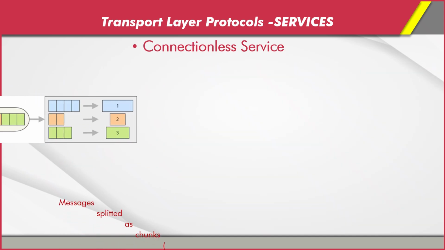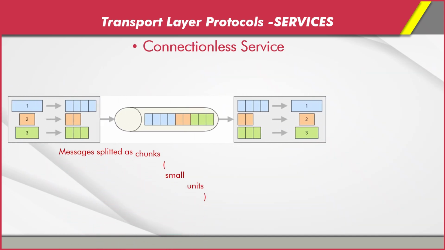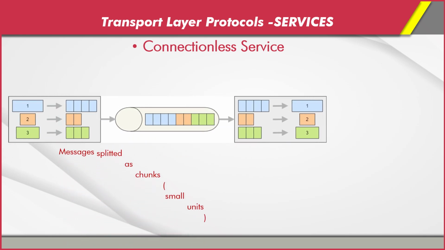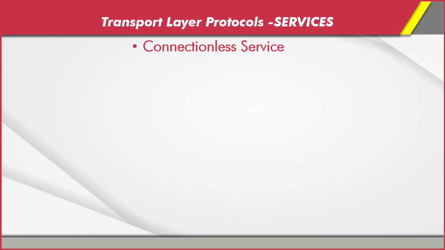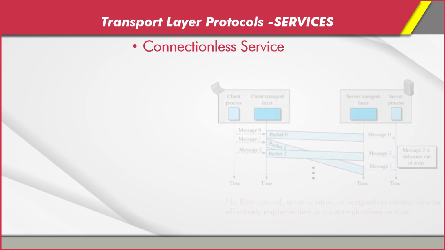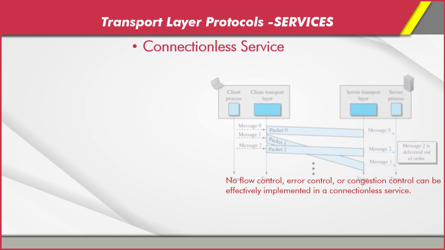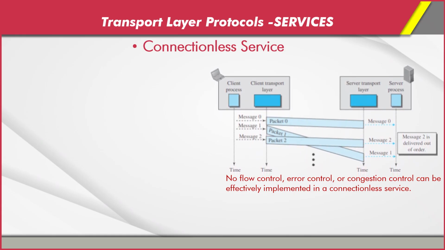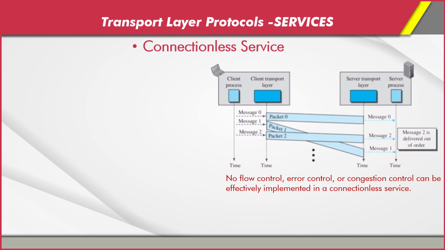In a connectionless service, the source process needs to divide its messages into chunks of data of the size acceptable by the transport layer and deliver them to the transport layer one by one. The transport layer treats each chunk as a single unit without any relation between the chunks. When a chunk arrives from the application layer, the transport layer encapsulates it in a packet and sends it. This figure shows that at the client side, the 3 chunks of messages are delivered to the client transport layer in the order of 0, 1 and 2.